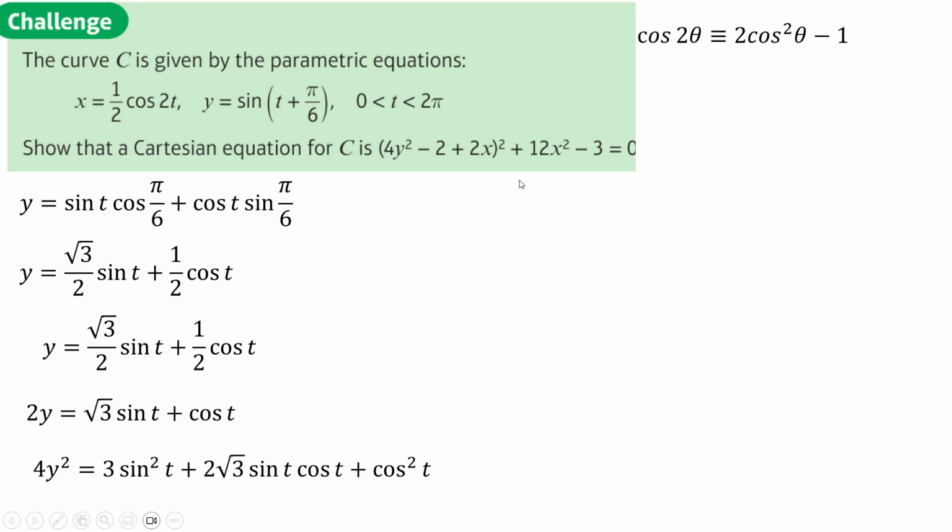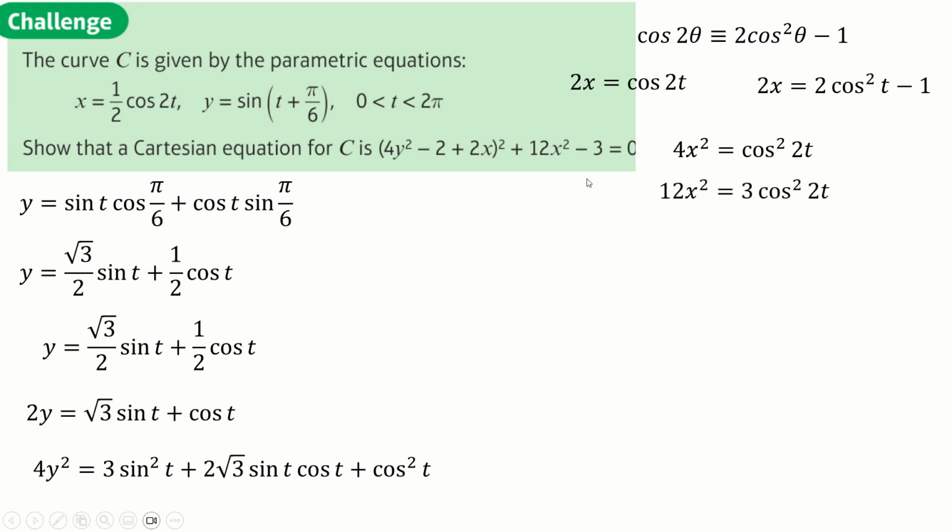Firstly, 2x, which I'm going to put in here, is just cos 2t. And then I'm also going to say cos 2t, which is 2x, is also equal to 2 cos squared t minus 1. And now what I'm going to do is put this 2x into here, but I'm going to use this one, I think, to go into there. No, I'm not. I think it's the other way around. I'm going to put this one into there, and this one squared will go into here.